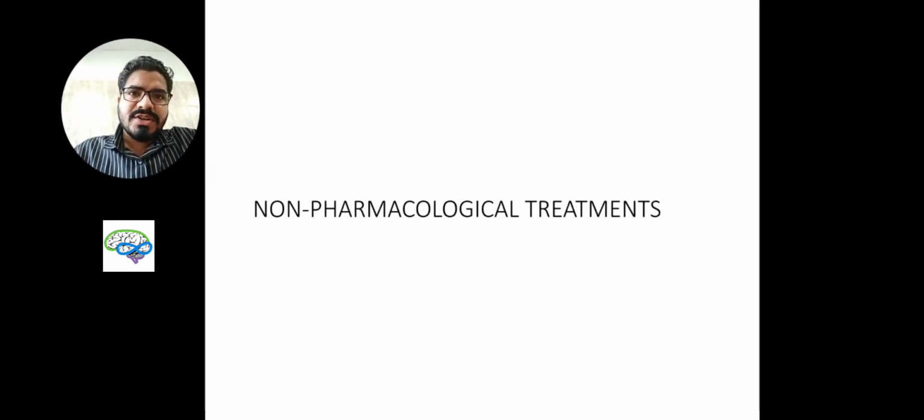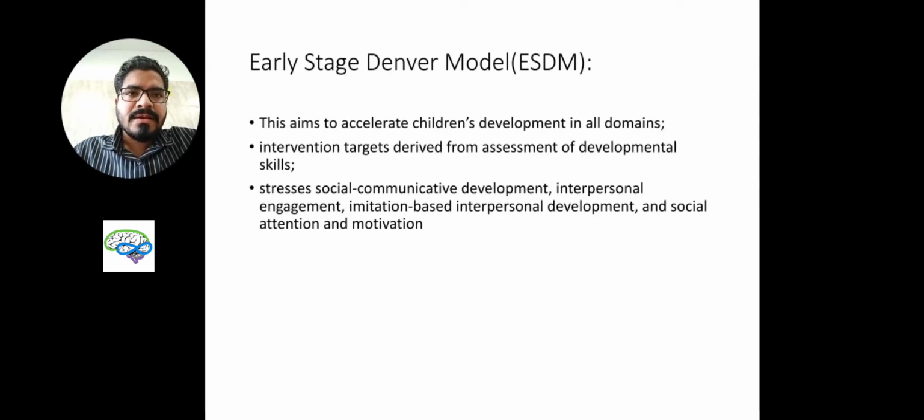So non-pharmacological treatment, the psychosocial interventions, the therapy, and all other psychological interventions form the mainstay of the treatment right now. You all will be discussing these interventions in detail in other sessions. We'll just go over them rapidly. The Early Start Denver Model aims to develop the child in all domains. The intervention targets are derived from assessment of developmental skills. So it stresses more on socio-communicative development, interpersonal engagement, imitation-based development, social attention, and motivation.